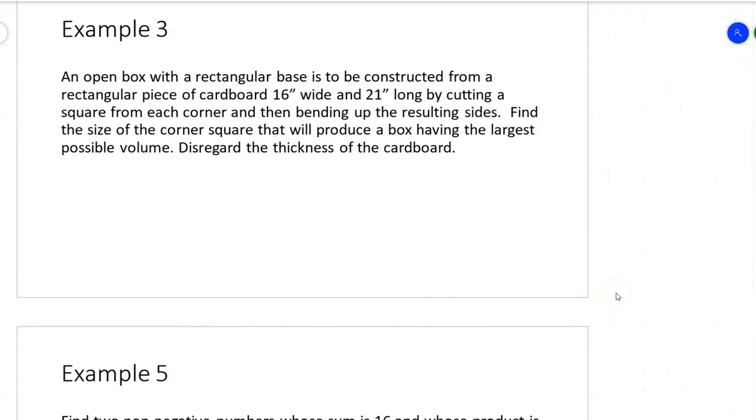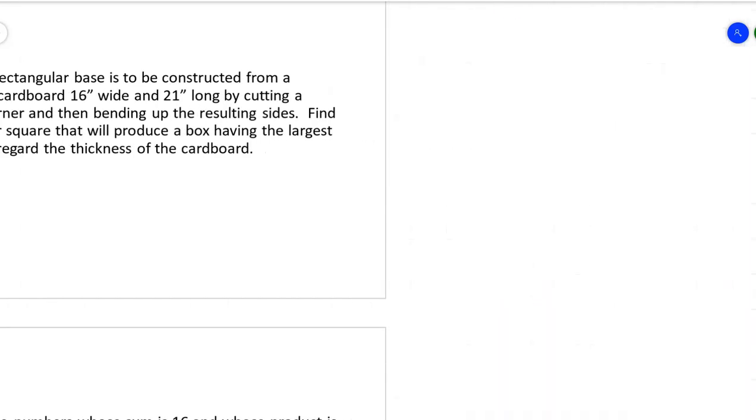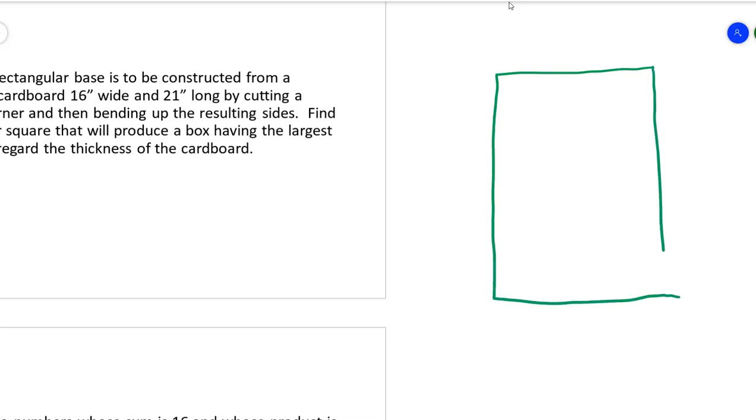All right, this one here is sort of one of the classics of max-min problems. I wish I had my boxes with me to show you, but you can actually do this. You can take a piece of paper, right? In this case, a 16 by 21 piece of paper, but an 8.5 by 11 will do. A 5 by 8 will do. Doesn't have to be a specific size. So you can take a piece of paper and you can cut out the corners. Right, so you cut out the corners here, here. Each of these corners that you cut out are going to be squares. And so you're going to be left with the base of the box that looks like this.